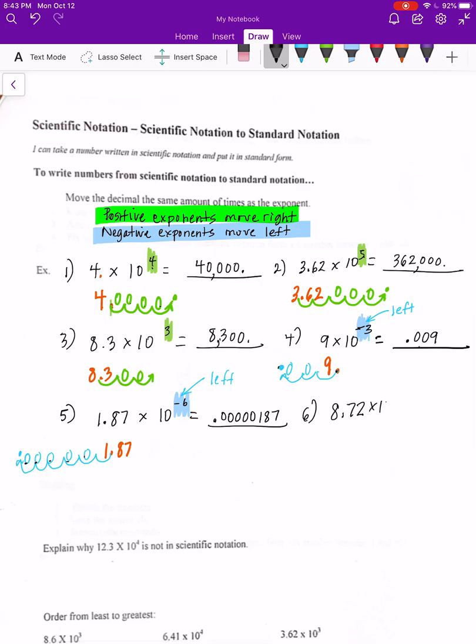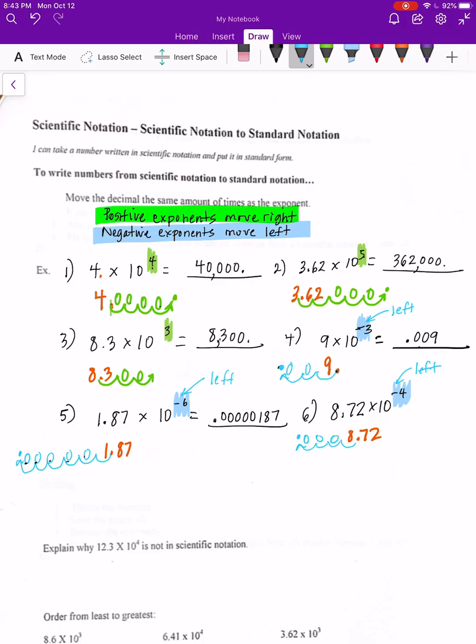8.72 times 10 to the negative 4th. Hopefully you were like, oh yeah, left, move it left. So my number is 8.72. I move it to the left 4 times. 1, 2, 3, 4. Decimal point.